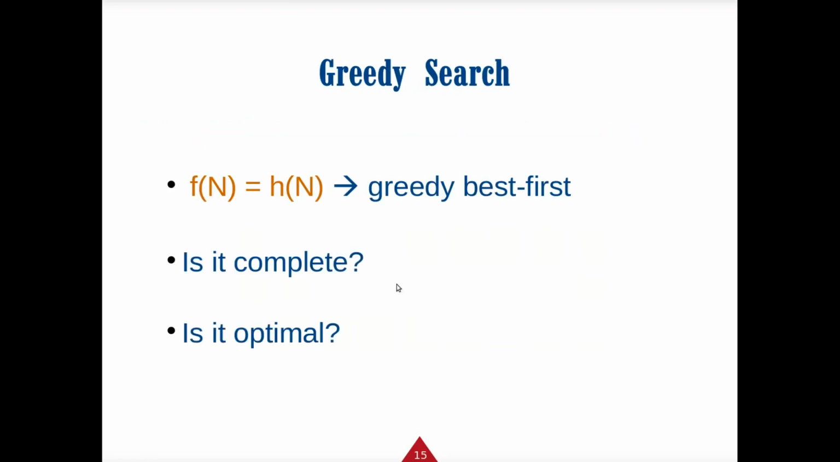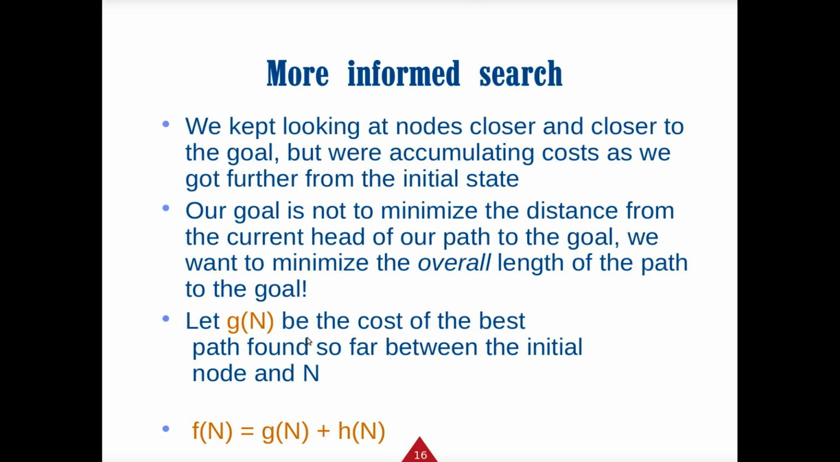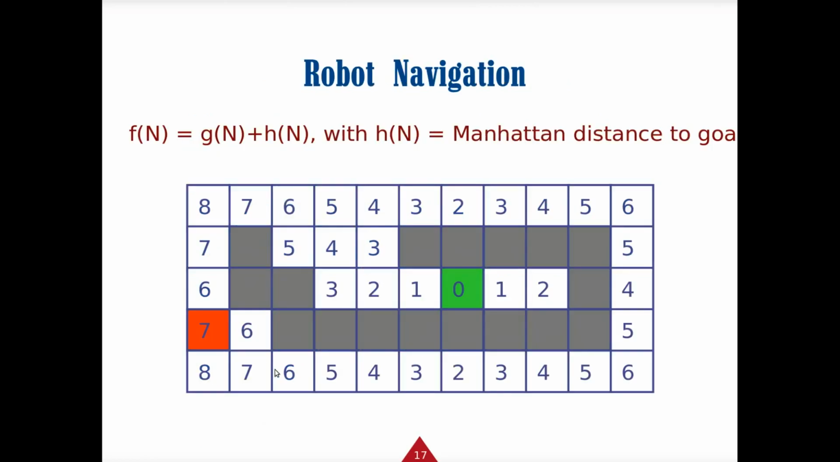Is this complete? Is it optimal? It's complete. Yeah, we'll find a path to it. Is it optimal? No, it's not. And so for a more informed search, we want to add the cost function to it. And so you can also count the number of steps that we're taking as the best overall path. So again, we're going to do this.